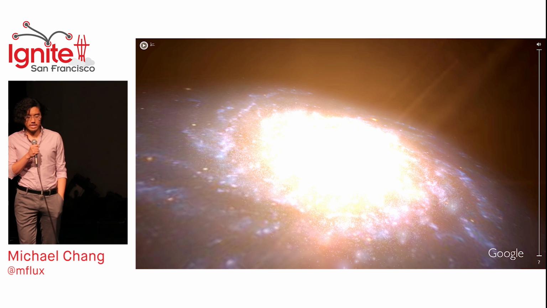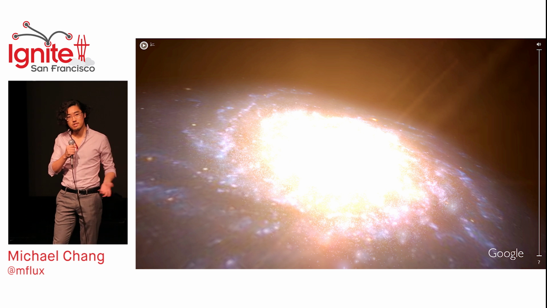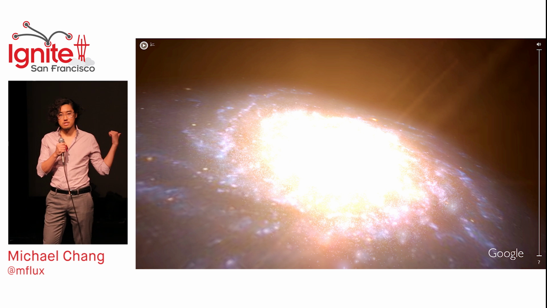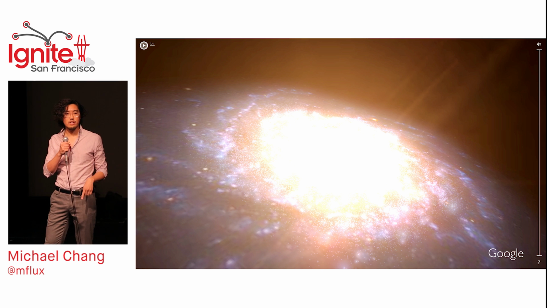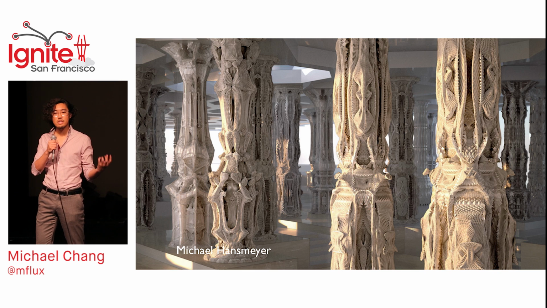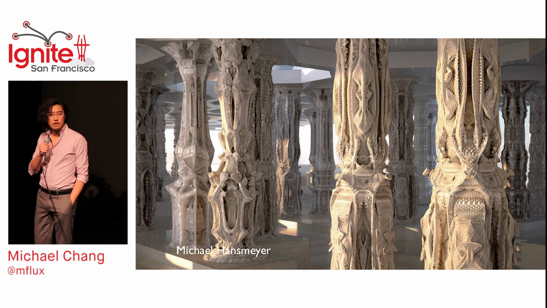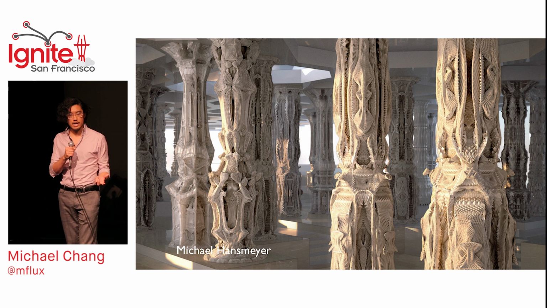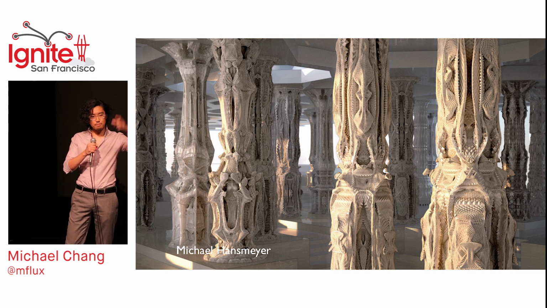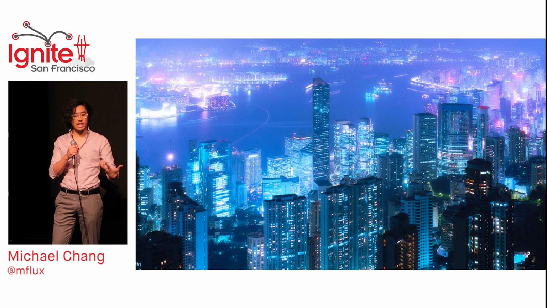So procedural generation can also be used to create forms and textures and geometry. For example, this is a piece that I did for Google, in which I used a procedural generation technique to create a spiral galaxy using particles and textures. And this is a piece by Michael Hansmeyer, using fractals and geometry manipulation operations to create architecture. He's using this to 3D print these amazing pillars that eventually come out into real life.